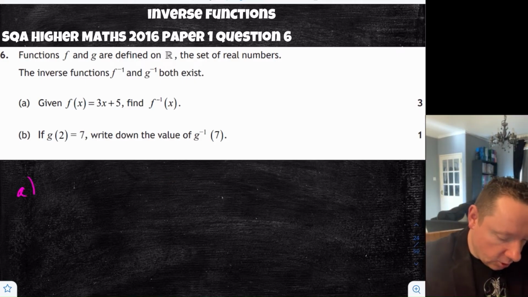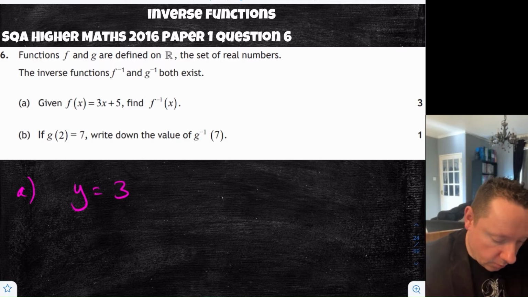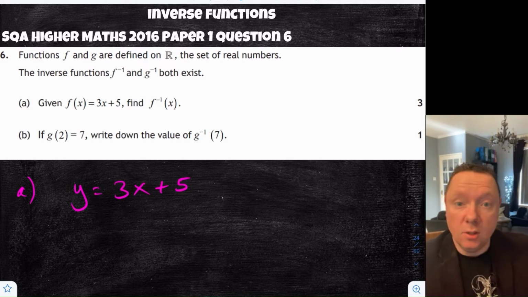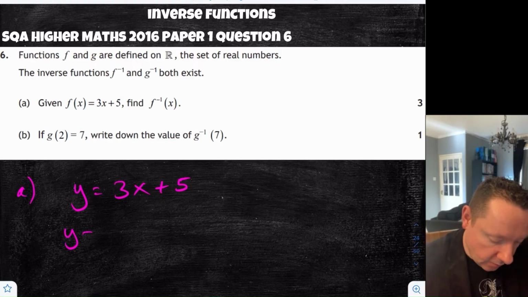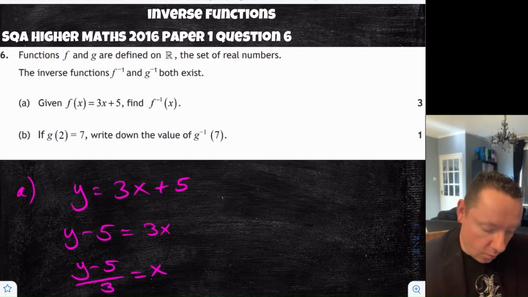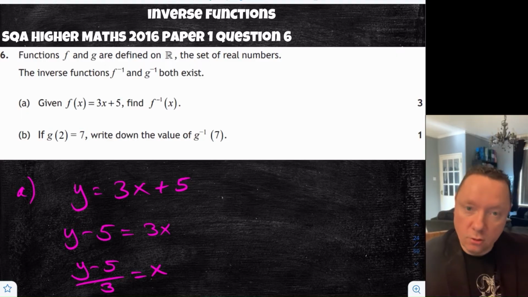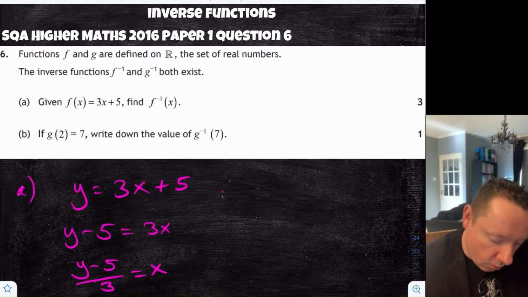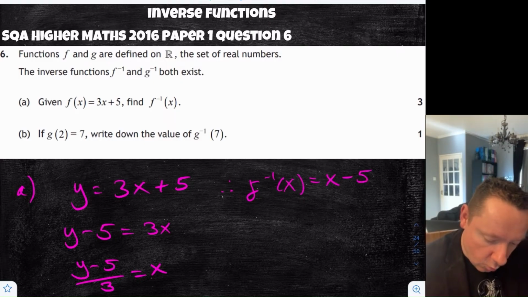So for part A, I can just write y equals 3x plus 5 and make x the subject. So that means that y minus 5 equals 3x. And therefore (y minus 5) over 3 equals x. Don't now be tempted to write y equals (x minus 5) over 3 or you'll lose a mark. Just go straight into: therefore the inverse function of x, with y becoming x, is (x minus 5) over 3.